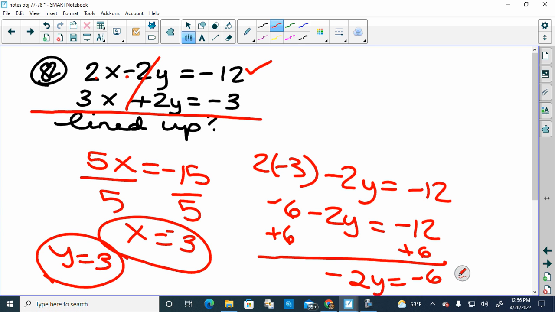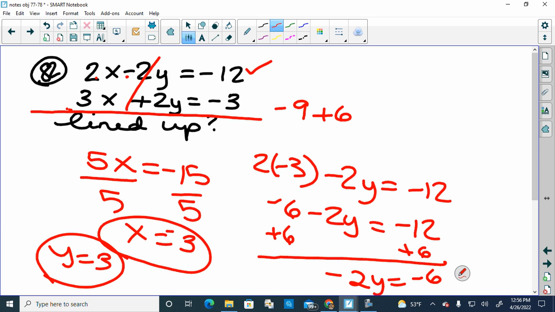Okay, so this is my first one, I don't know if I did it right. Well, I plugged it into that one, so I'm going to check it with this one. So 3 times x, well, 3 times a negative 3 would be a negative 9, right? And then 2 times my y, and my y is 3. So 2 times 3 would be 6. Did this side equal that side? Yeah, so we did it right. Okay, so my two answers are negative 3 and 3.